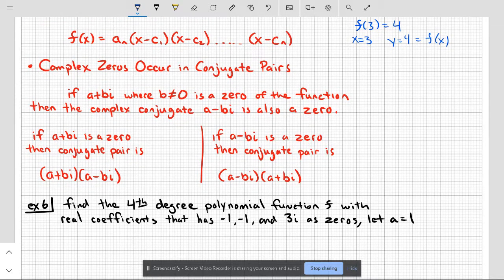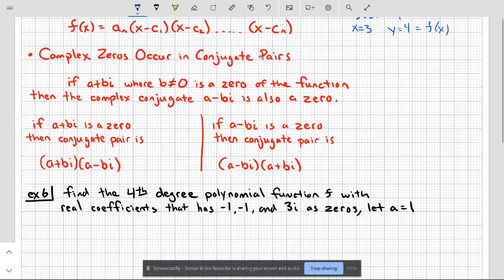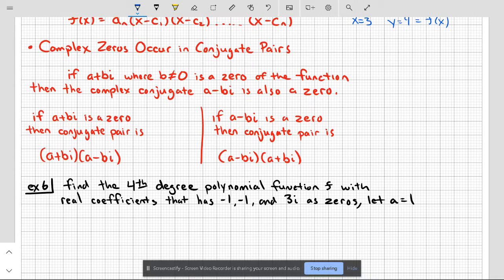Complex zeros occur in pairs. So the main idea here is that if they give you a zero to be a plus bi, then you need to have its pair. So you need to have the a minus bi. Same thing over here. If they give you one of the zeros to be a minus bi, you need the plus. So always complex numbers, they come in pairs.